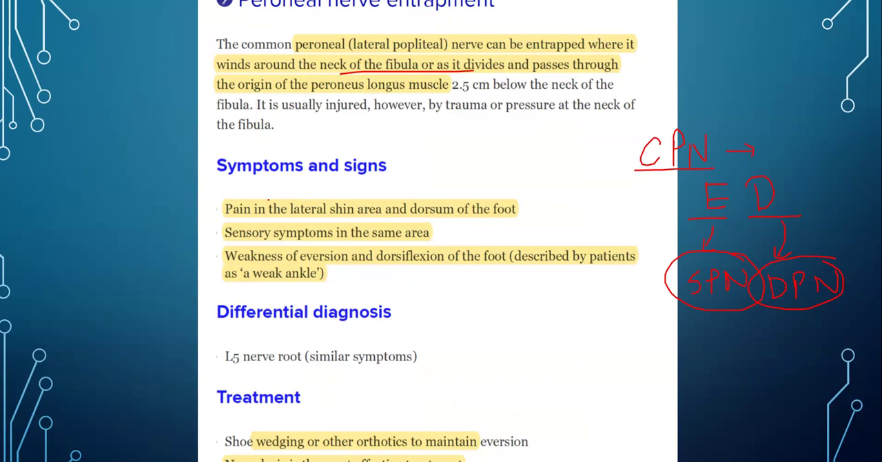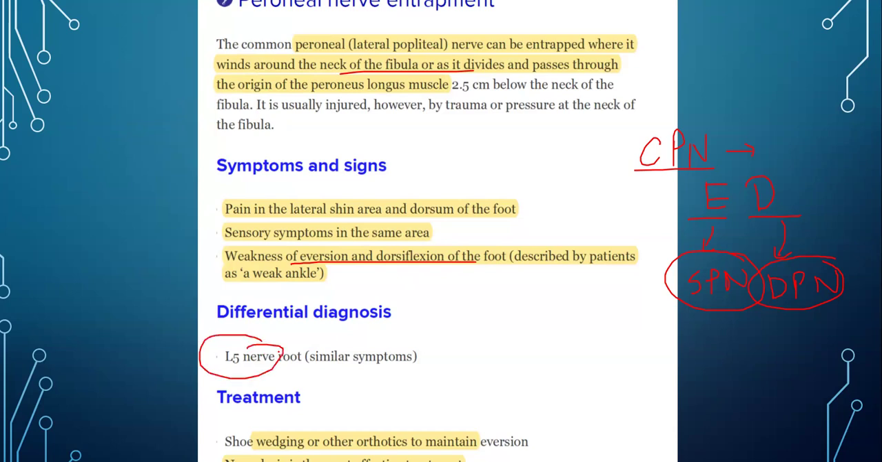So the patient will come to you, the main symptom will be lack of dorsiflexion of the ankle. And if they can't do dorsiflexion, they will have foot drop. So their foot will be dropped. So foot drop is the main presentation for this case. Apart from that, they can also come to you with pain in the anterior portion of the leg. They can also have loss of sensation or paresthesia or numbness. And they will have weakness of eversion and dorsiflexion of the foot.